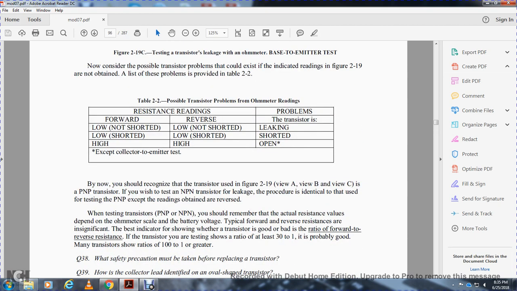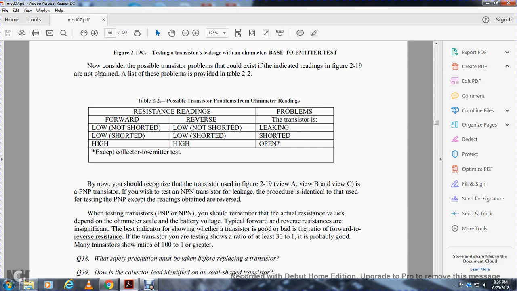By now, you should recognize the transistor in figure 2-19, views A, B, and C, as a PNP transistor. If you wish to test an NPN transistor for leakage, the procedure is identical to testing the PNP, except the readings obtained are reversed.